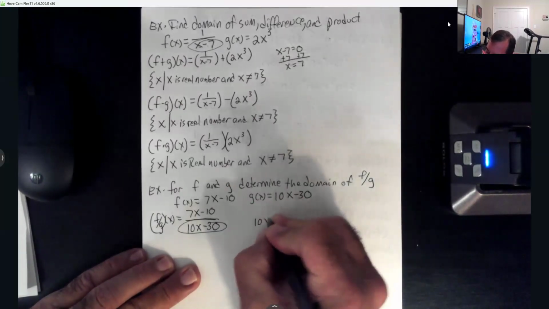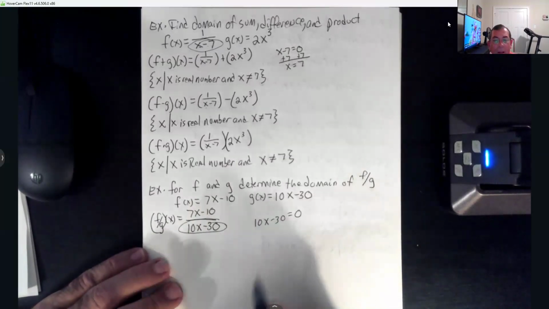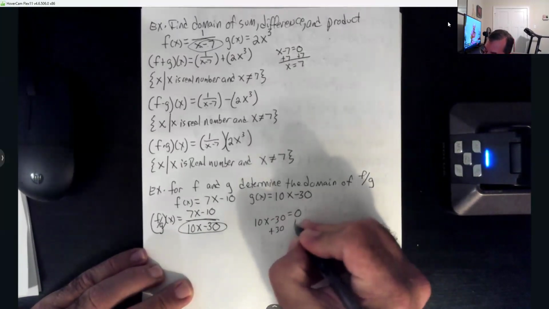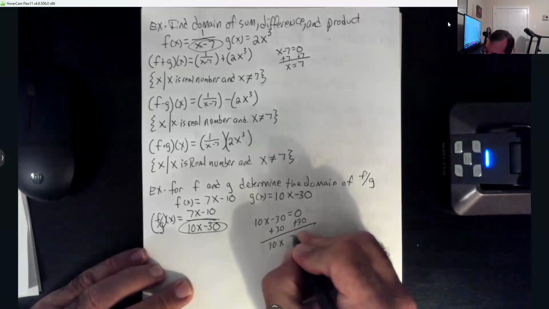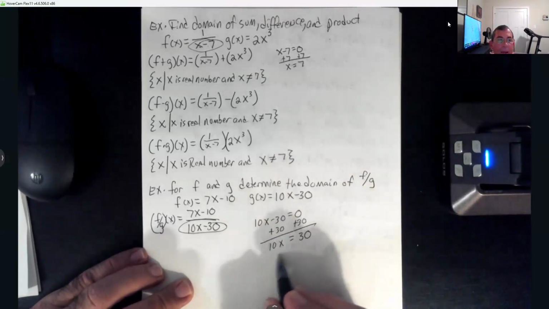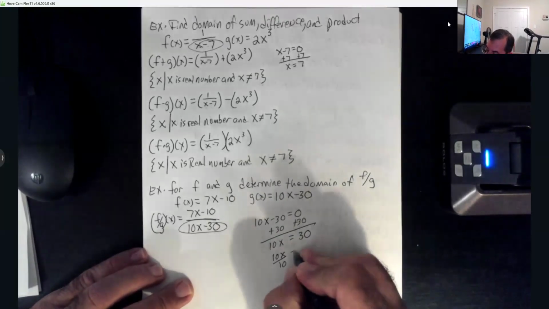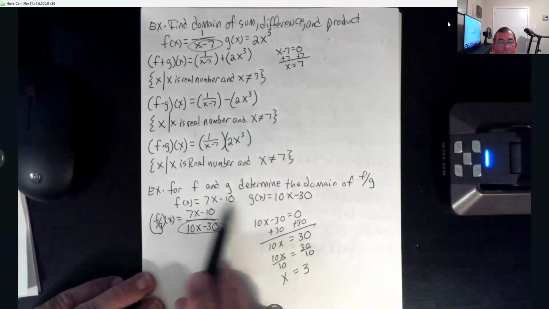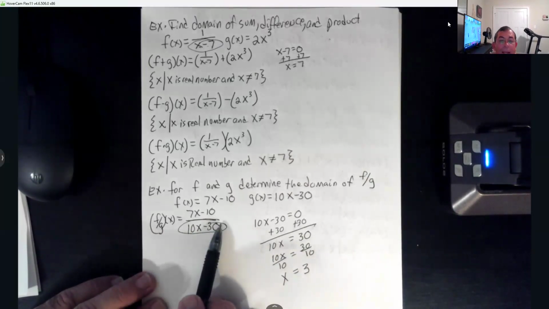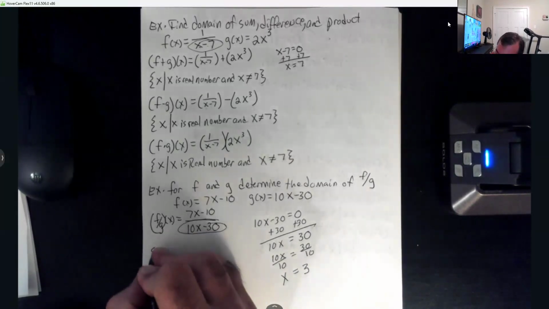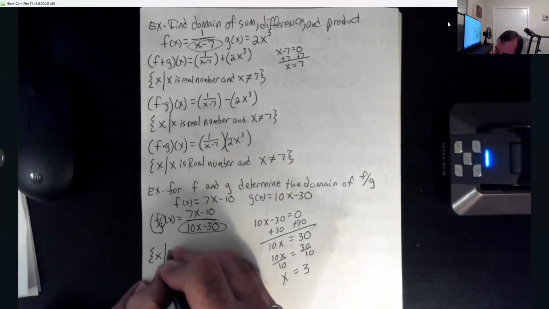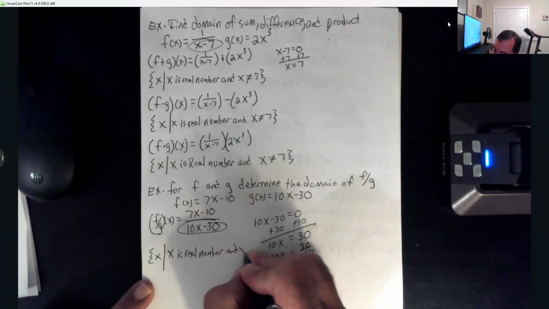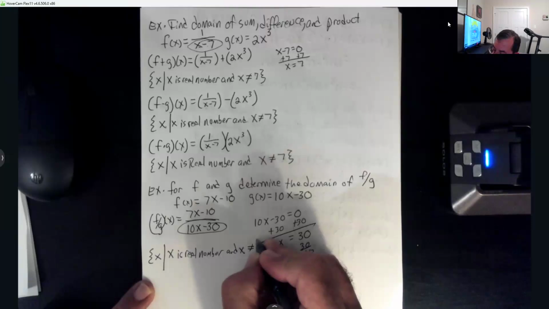So then I would come over here and do 10x minus 30 equals 0. Solve that for x. Add 30 to both sides. So I get 10x equals 30. And then divide by that 10. And that gives me my x. And that's going to give me 3. So 10 times 3 is 30. 30 minus 30 made that 0. So y'all, we're going to kick out that 3. So we get x such that x is a real number, and x cannot equal a positive 3.